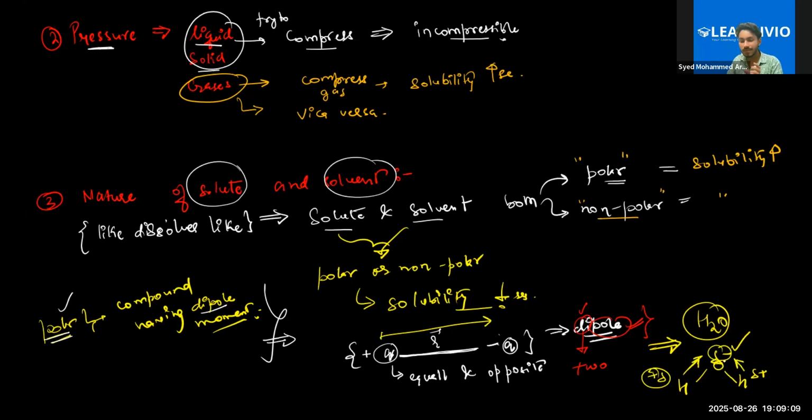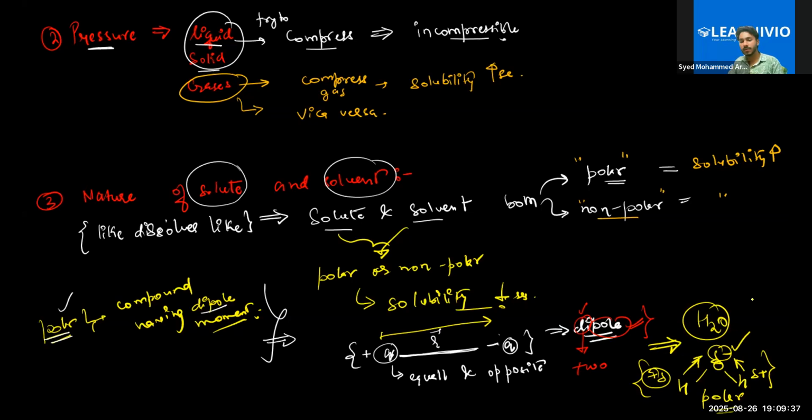So the compounds having the dipole moments are my polar compounds. The compounds which are having the dipole moments are my polar compounds. And what are non-polar compounds? The compounds which do not have any dipole moment.